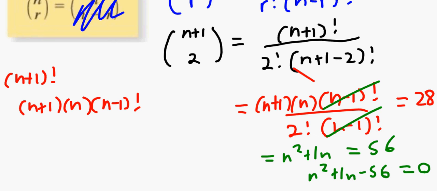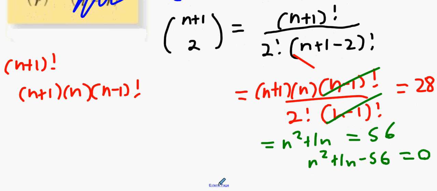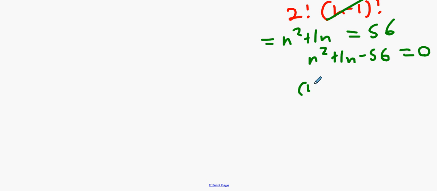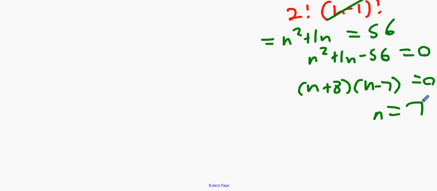And then what do you get? n minus 7 times n plus 8. And what's our answer? n equals 7, because it's not allowed to be n equals minus 8. Alright, that was simply question 20 and 21, was it?